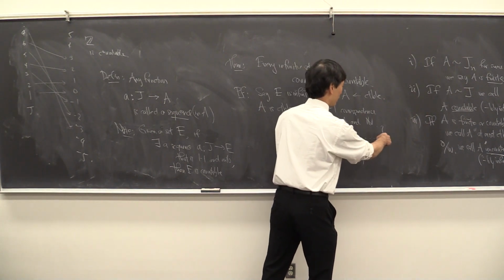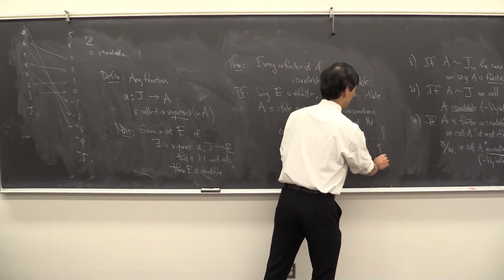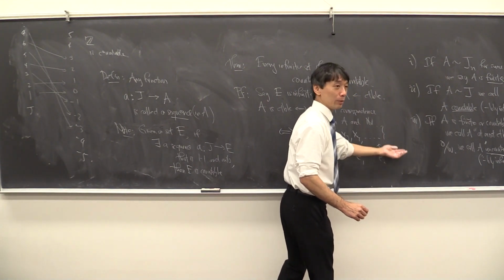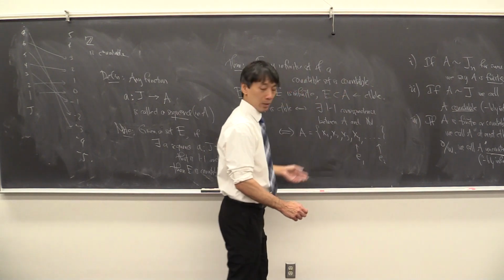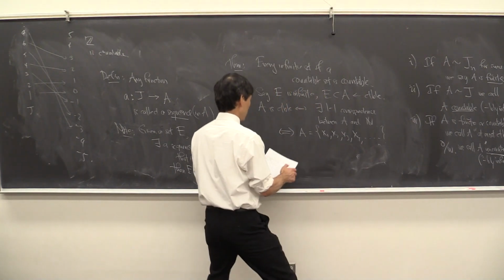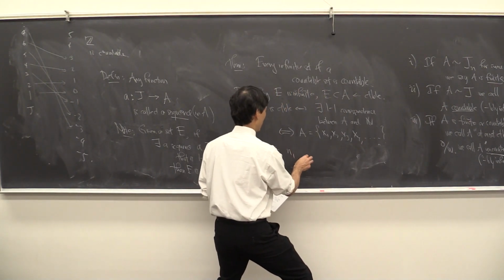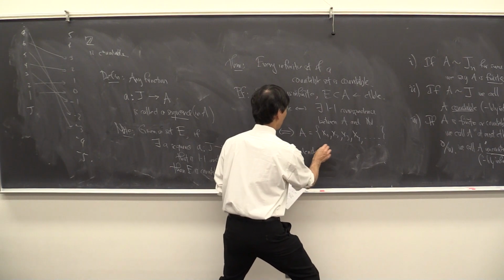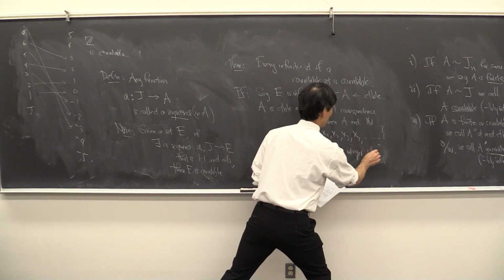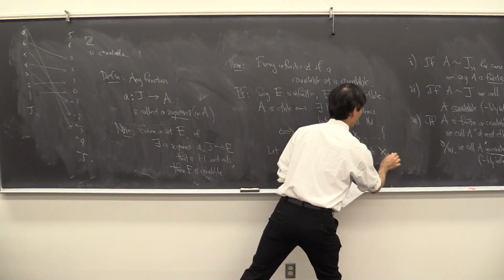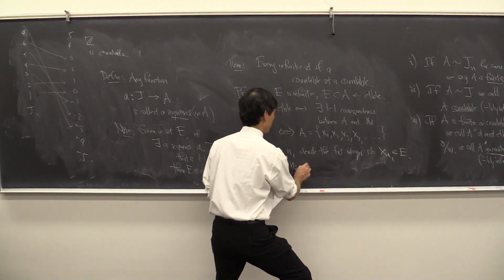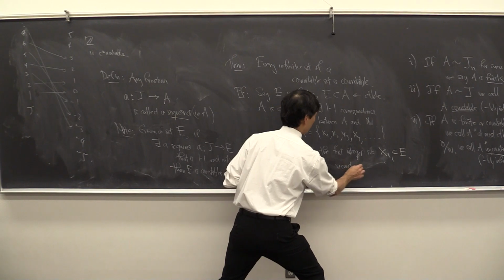And then we keep on going. Whenever we hit an element of E, we call it E sub 2, E sub 3, et cetera. We keep on going. Let me write that out more formally. Let n sub 1 denote the first integer such that x of n sub 1 is in E. Let n sub 2 denote the second, etc.